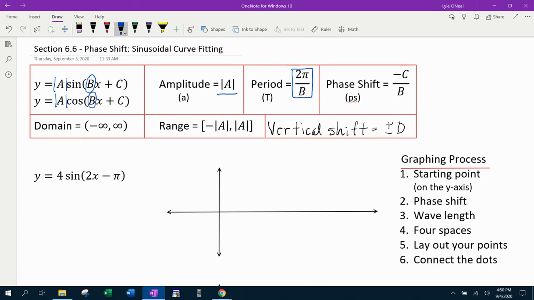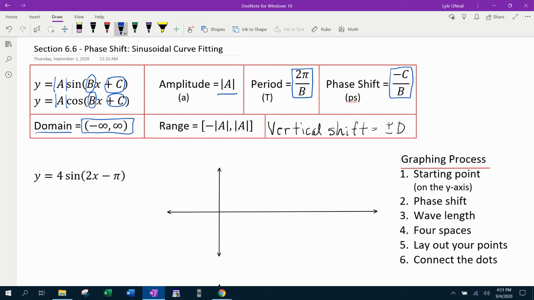And last but not least, we have the formula for the phase shift, negative C over B, and that's going to involve the constant, if there is one, added or subtracted to the value of x. So the phase shift is going to be determined by whether or not there is a constant as part of the angle, okay? Now then, the domain and range, the domain of any sinusoidal function is always all real numbers.